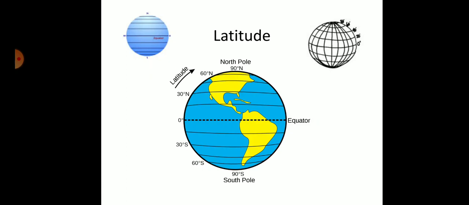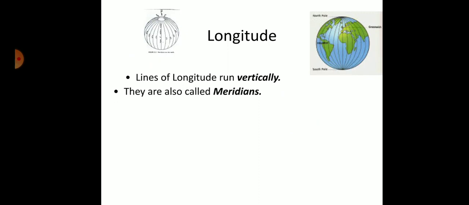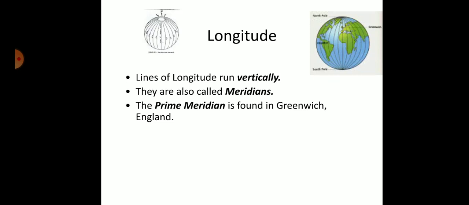Okay, next one is longitude. Longitude lines run vertically. Vertically means from top to bottom. They are also called meridians. The prime meridian is found in Greenwich, England. The prime meridian is 0 degrees longitude.